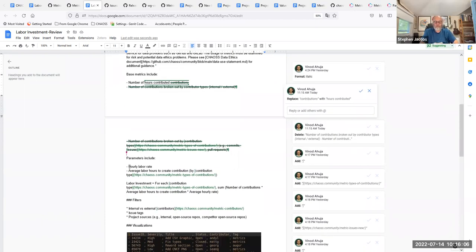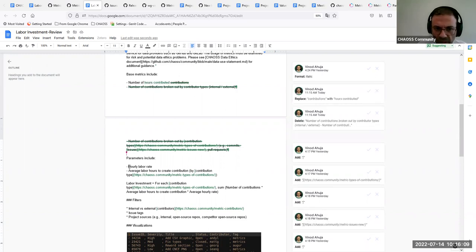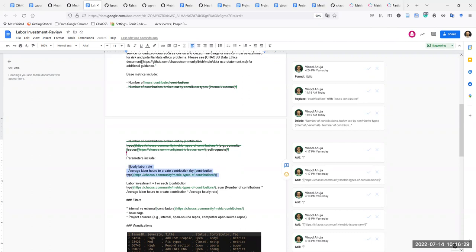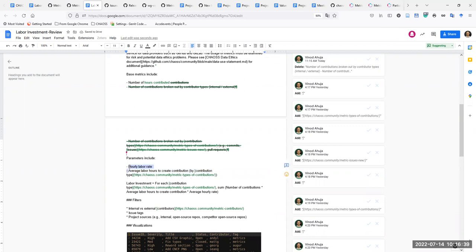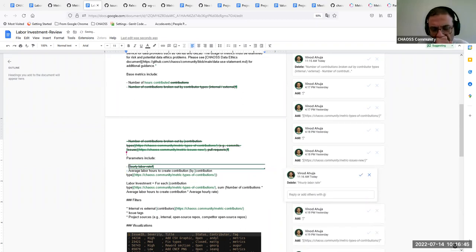Parameters. So this all will go away, hourly labor rate. What's that? Which one? Parameters. All right, let me go down there. Oh, parameters include. Yeah, I think those just are removed. And labor investment goes away too, yeah. The one below it. Should we keep the average labor hours to create the contribution? We are focused on the hours. Oh yeah, that makes sense. Sure.